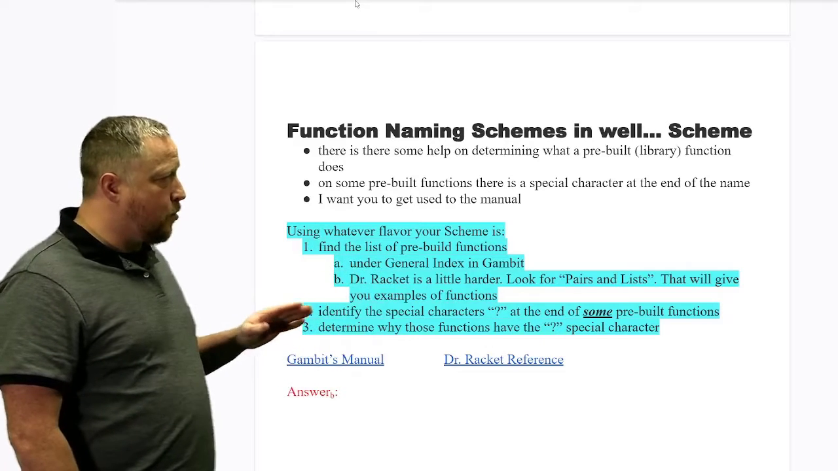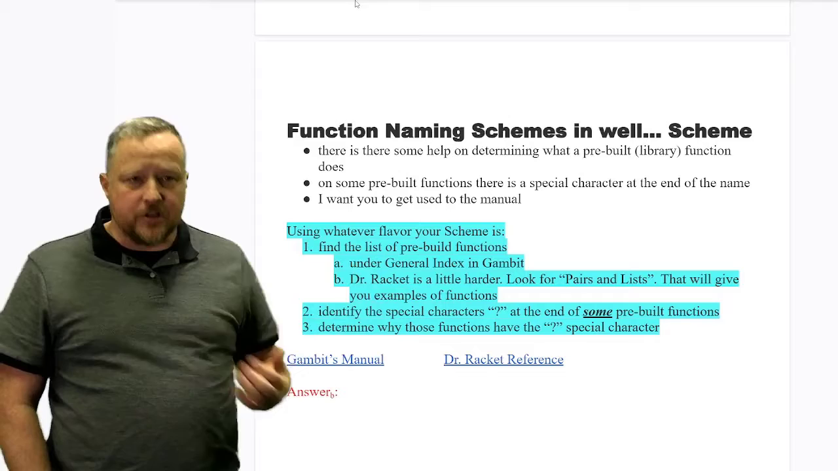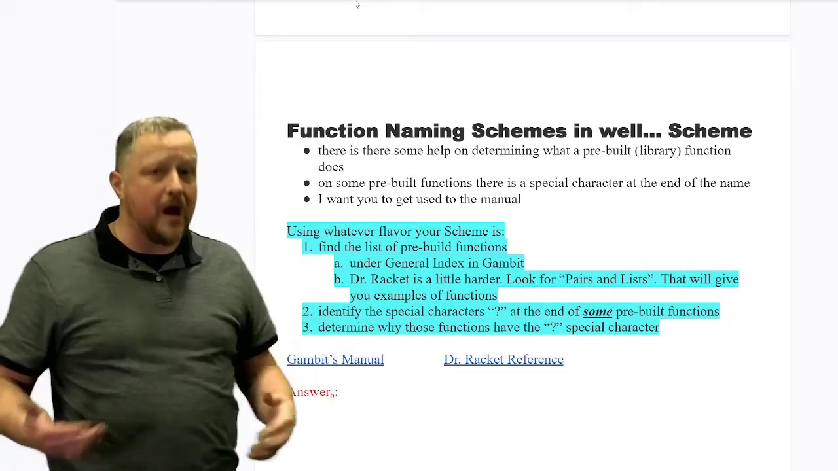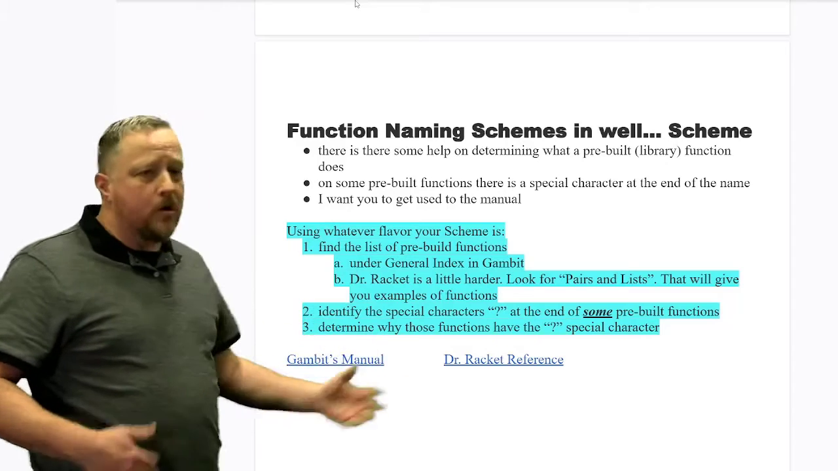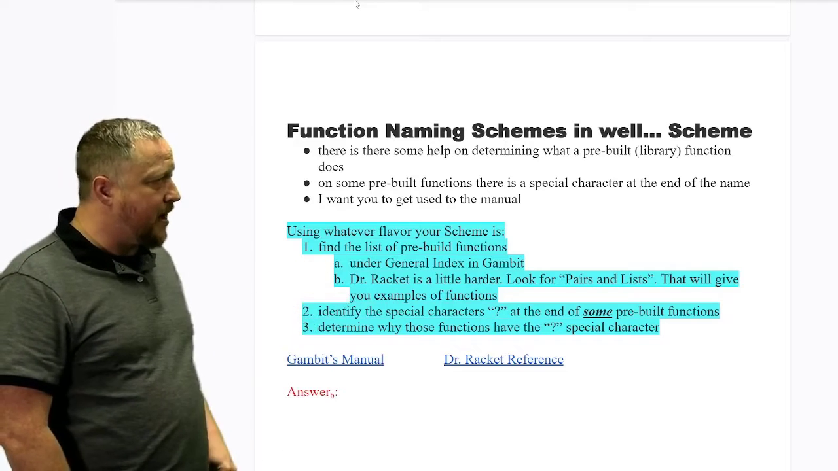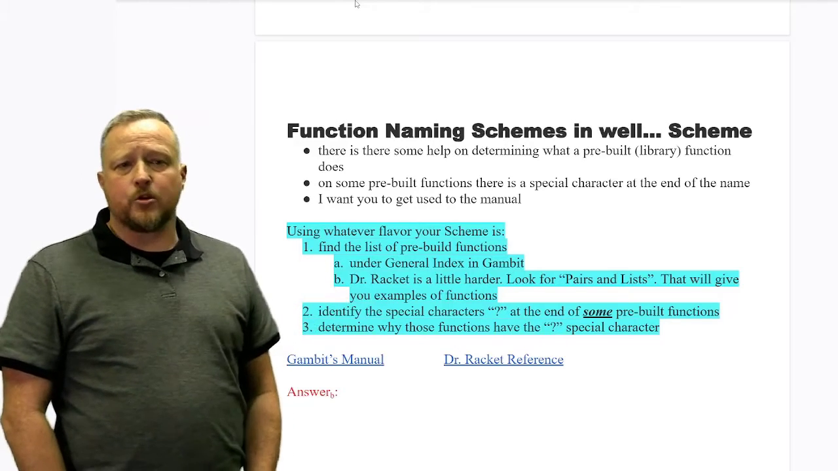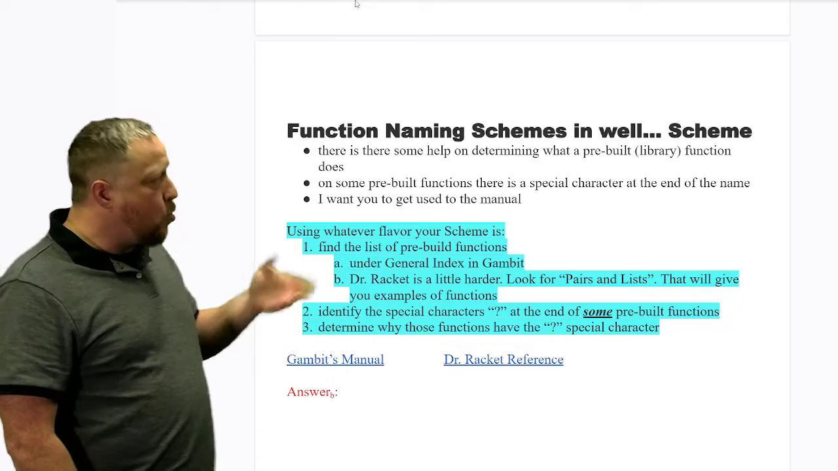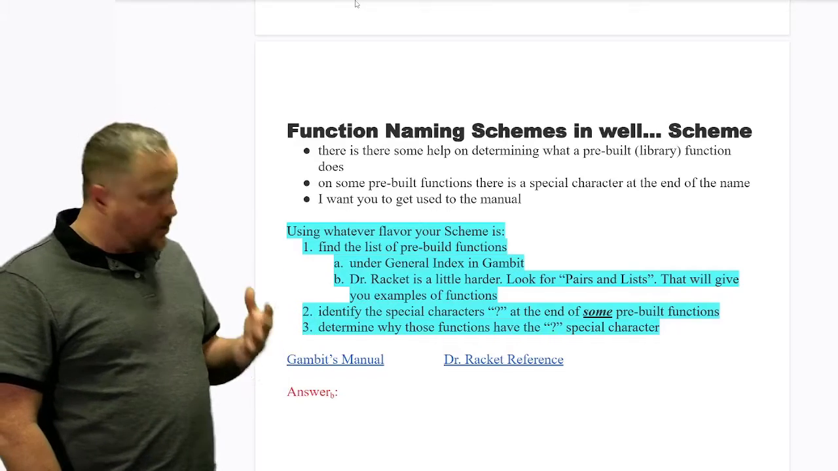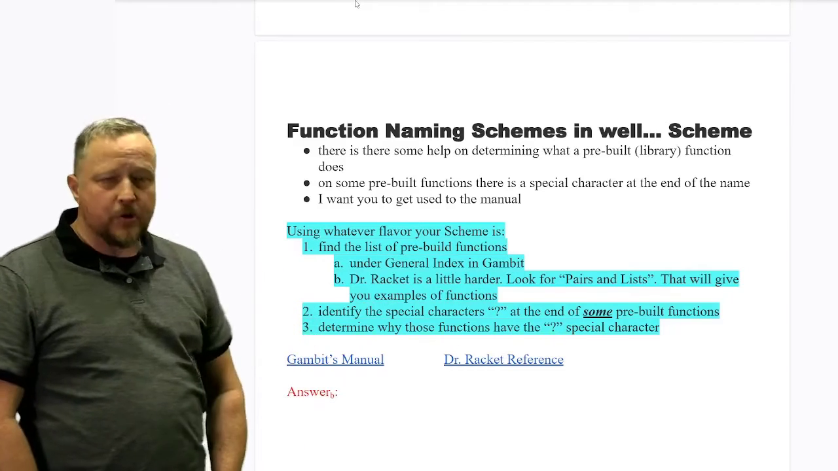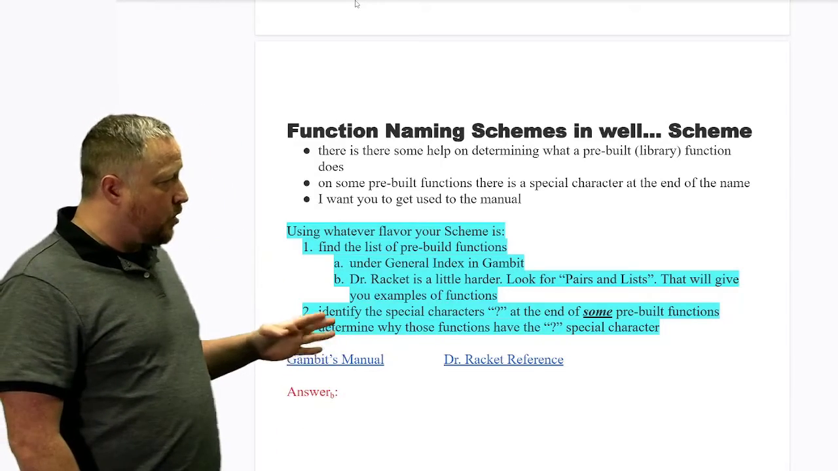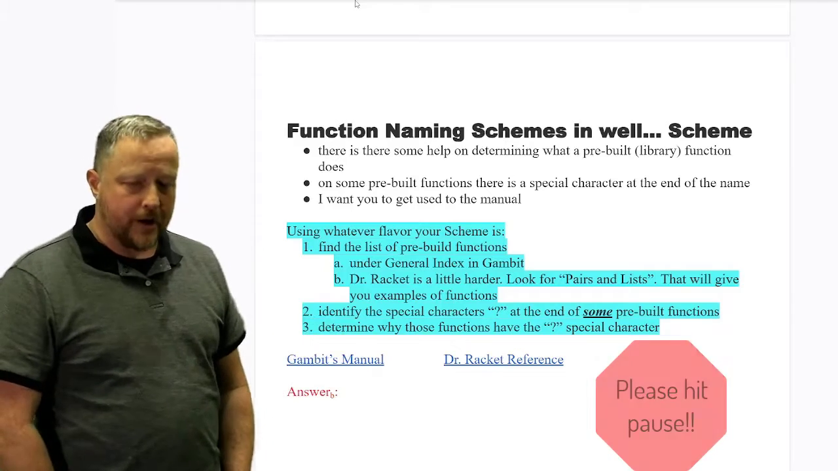The only thing I'm really looking for is, number one, I want you to find a list of pre-built functions. I'm not asking for the entire list. I'm just looking for you to find some pre-built functions that your flavor happens to work with. I tried to give you a few hints on where to find some of that in number 1A and B. And number 2, identify the special character, the question mark at the end of some of the pre-built functions, and tell me what that question mark at the end of the function name is for. So go ahead and do that right now, and we'll go over it. Really the only solutions we're looking at are 2 and 3 here, and we'll go over that in a second.